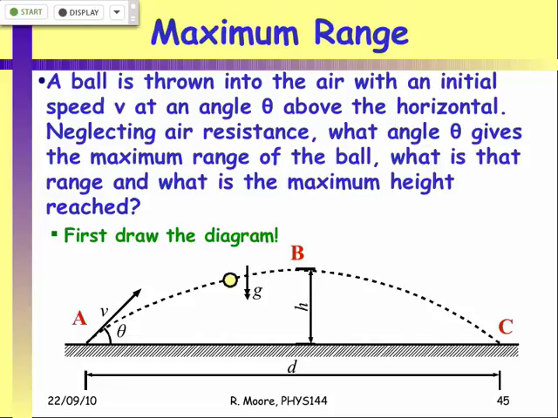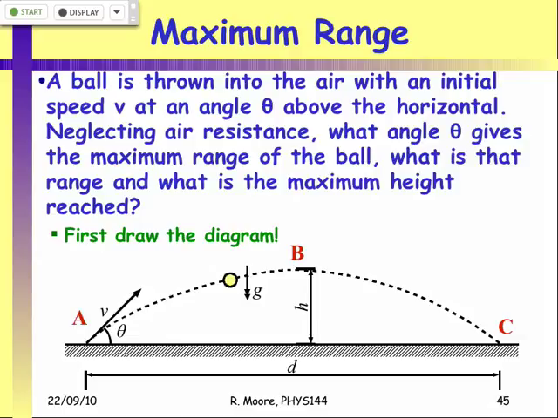What we've got is some object that's been thrown with a speed v at some angle theta above the horizontal. The question we want to ask ourselves is, if we've got a gravitational field g here, what is the maximum range that we can shoot this projectile? And then if we've got the maximum range, we can also use it to calculate the maximum height.